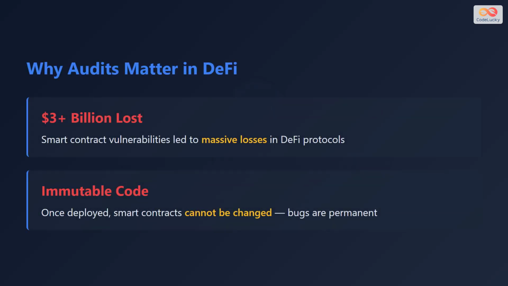Smart contract audits are absolutely critical in the DeFi space. Over $3 billion have been lost due to smart contract vulnerabilities and exploits. This staggering number highlights the real-world consequences of insecure code. What makes this even more serious is that smart contracts are immutable once deployed. Unlike traditional software that can be patched and updated, bugs in smart contracts are permanent. A single vulnerability can lead to catastrophic losses, with no way to reverse the damage.